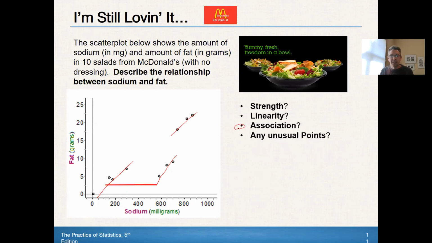For association, each of these is positive. As the sodium goes up, the amount of fat tends to go up too. And that's happening with each of these. As the sodium increases, fat is tending to go up too. Anything unusual here? I don't really see anything that looks too unusual. No points that are following off the pattern. But what's definitely unusual that I would want to mention is what we've already talked about, the fact that there are clusters, that it appears that there's 3 clusters.